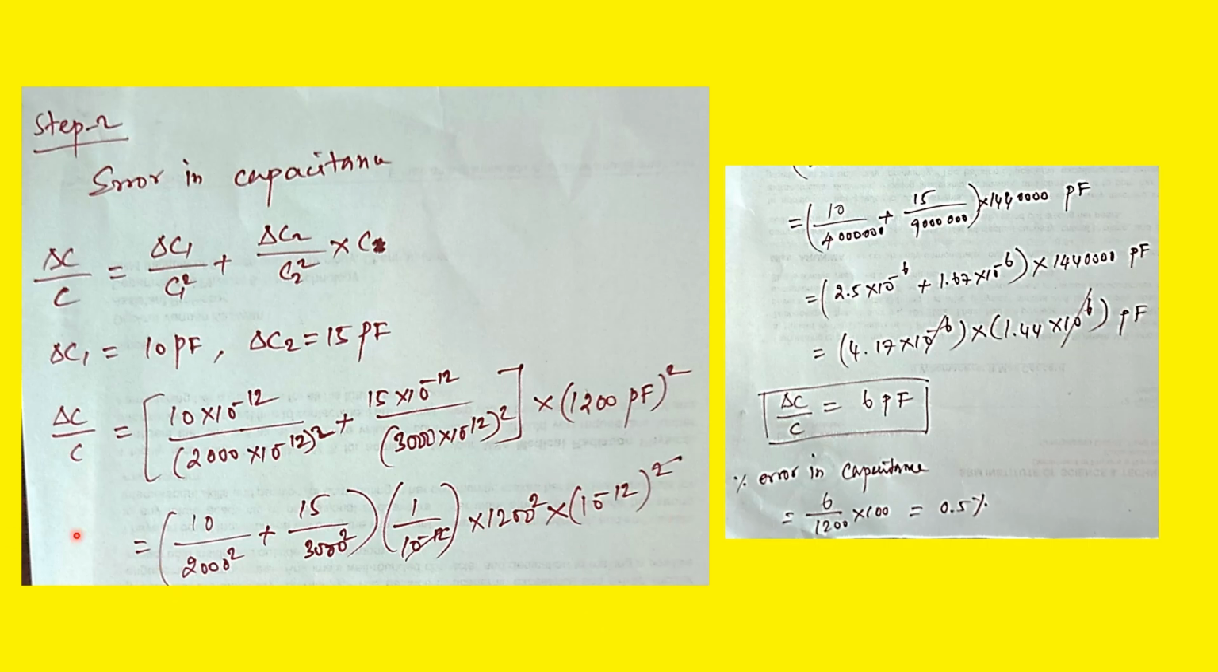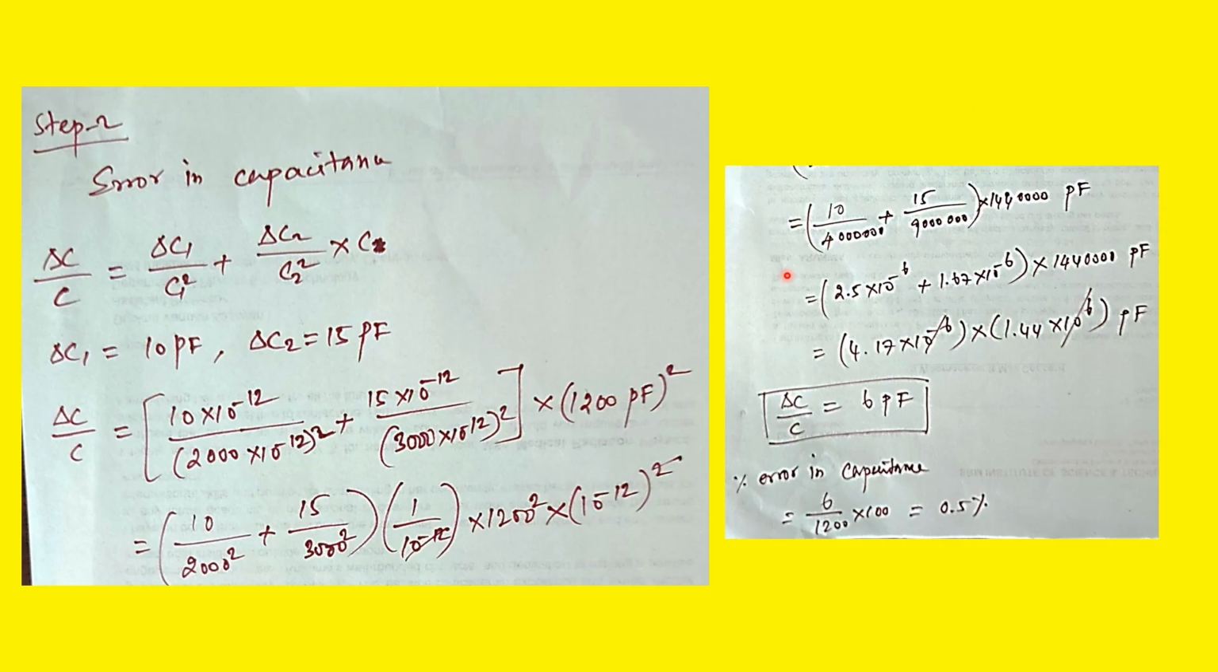If you simplify this, what will you get? You just take 10 power minus 12 picofarad out, so you can cancel this picofarad and this picofarad. So what you will get is 10 divided by 2000 square plus 15 divided by 3000 square, into 1200 square into 10 power minus 12. That means picofarad we have here.